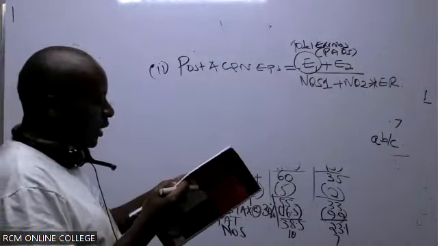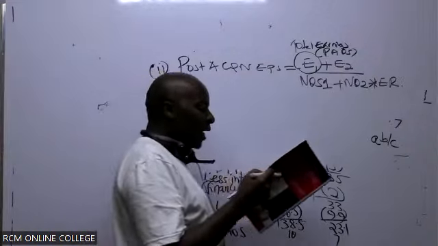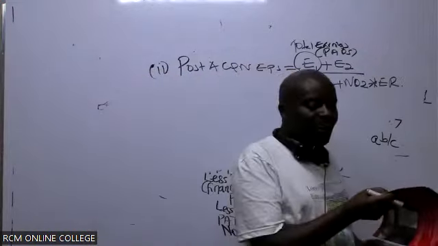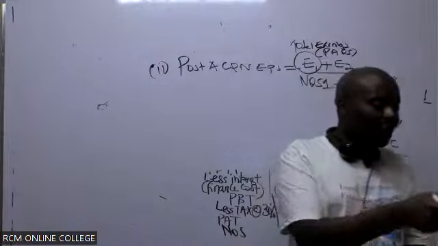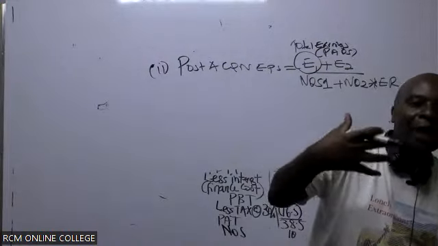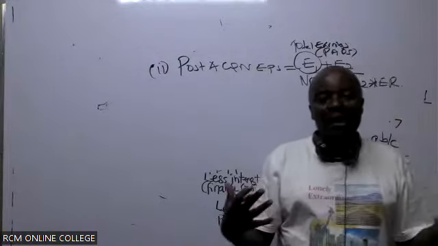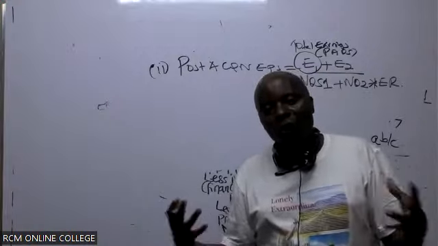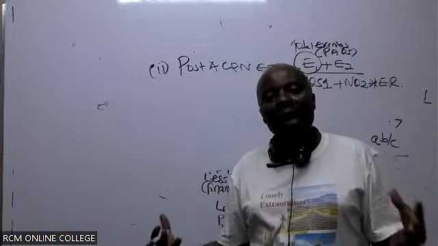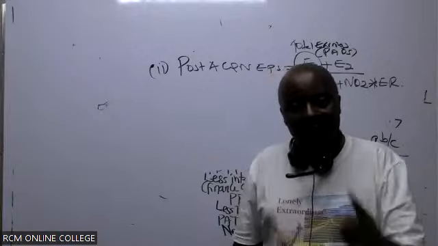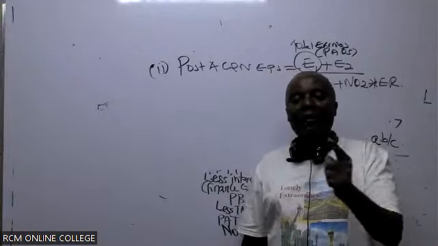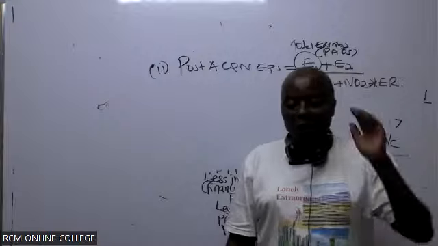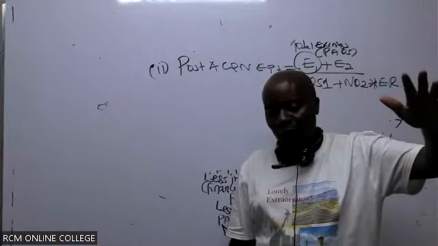Now, read this very well. They're telling us the post-acquisition EPS, assuming that there is an offer price of 30. We learned something here about situations when an offer price is given. Whenever offer price is given, what do we normally do?